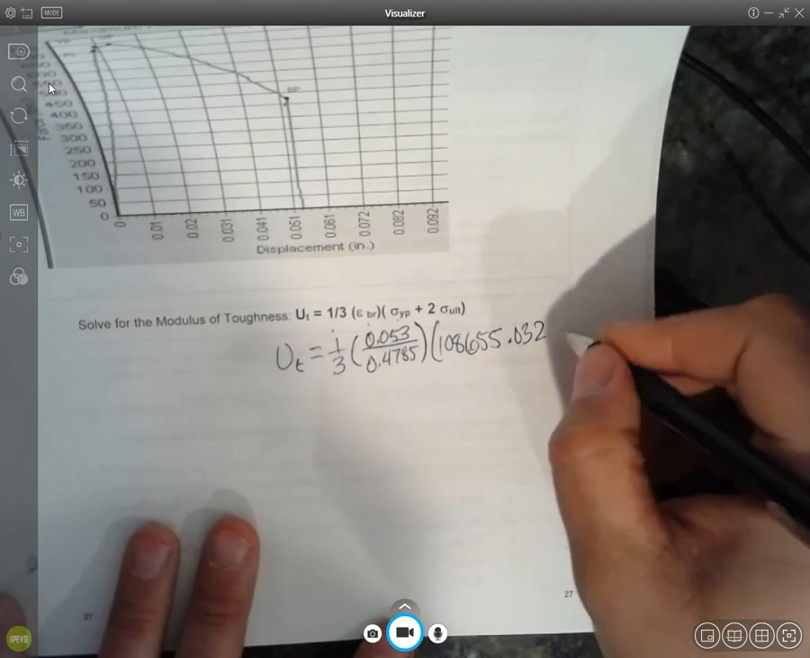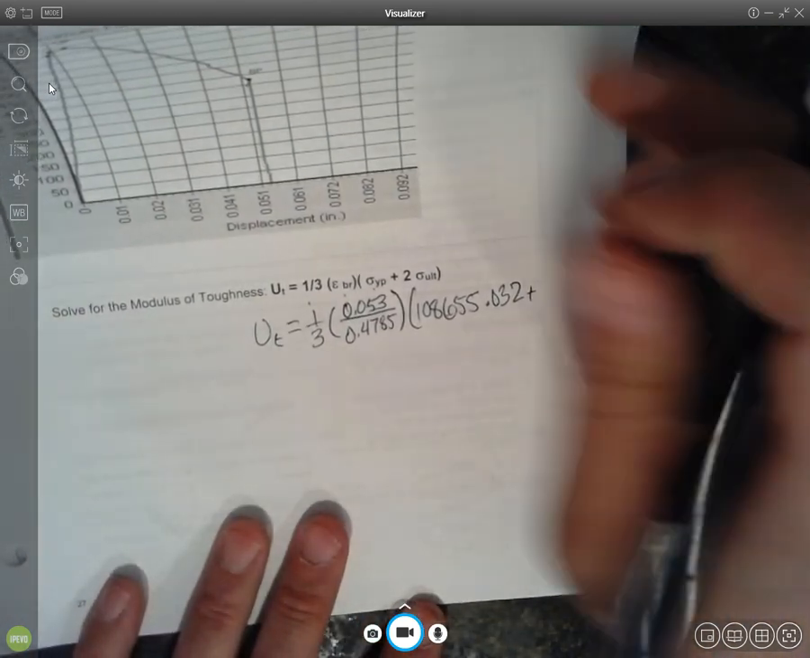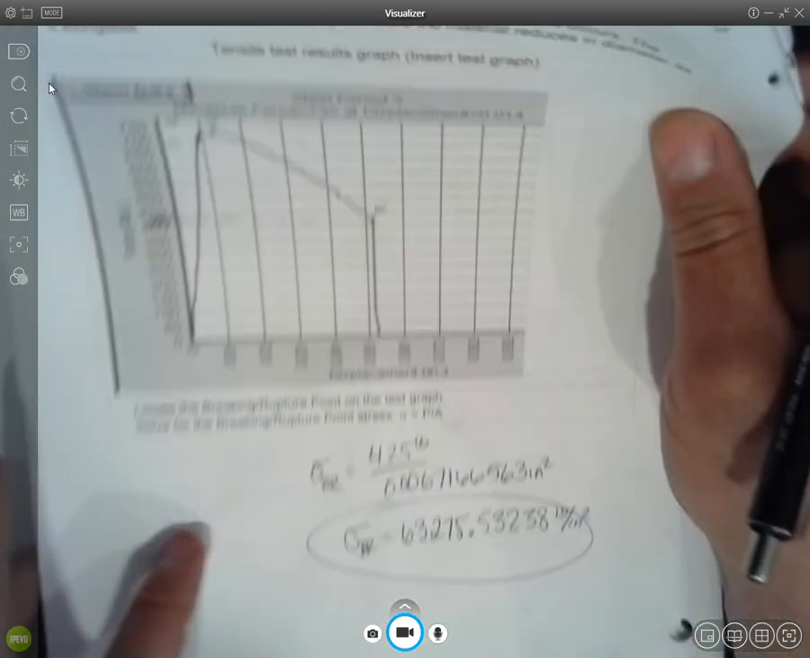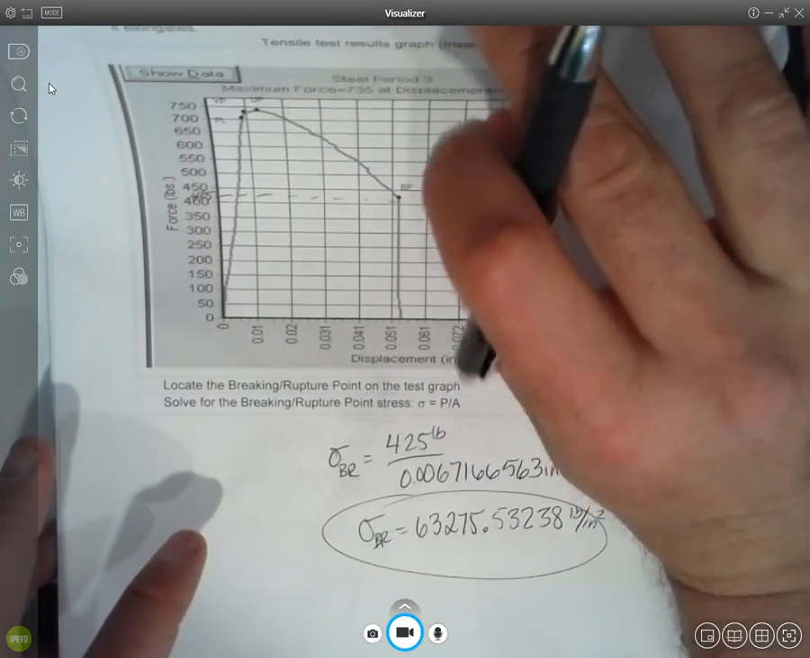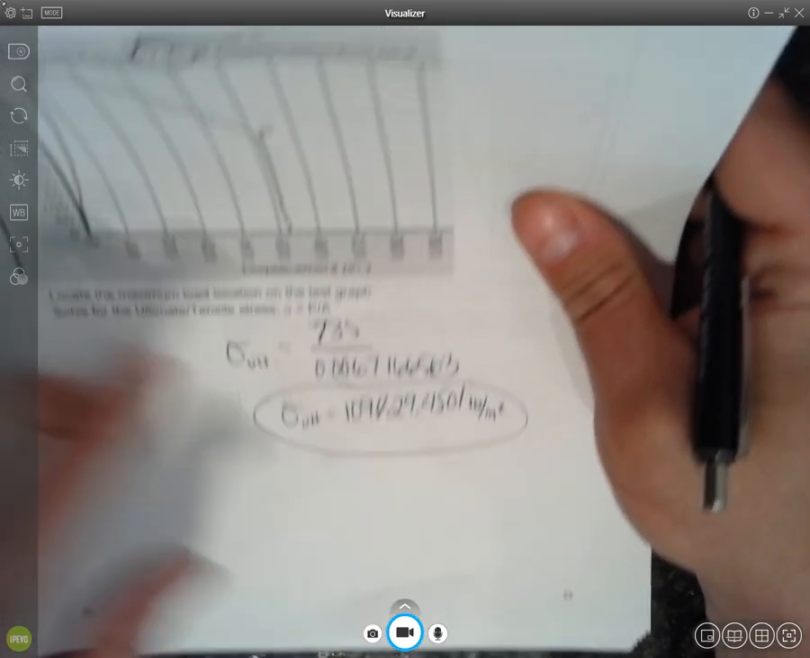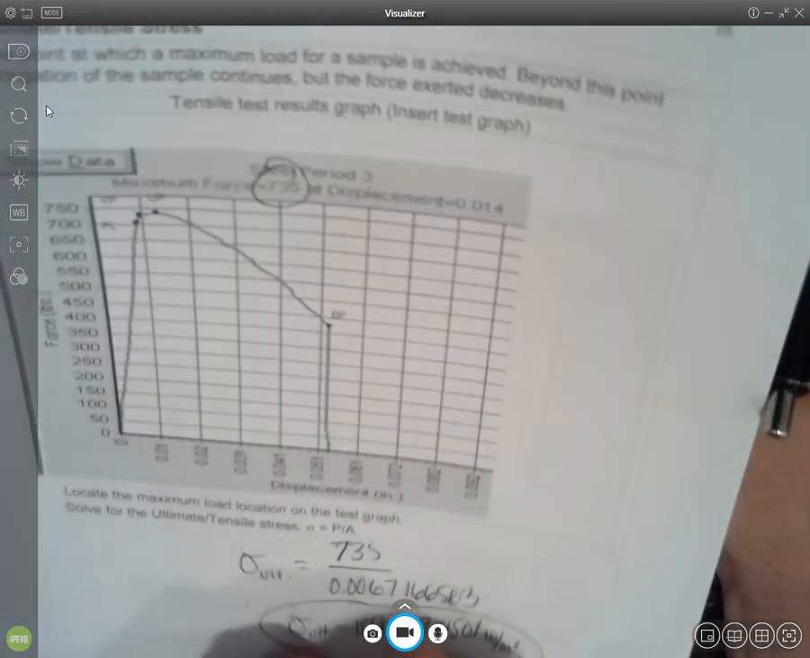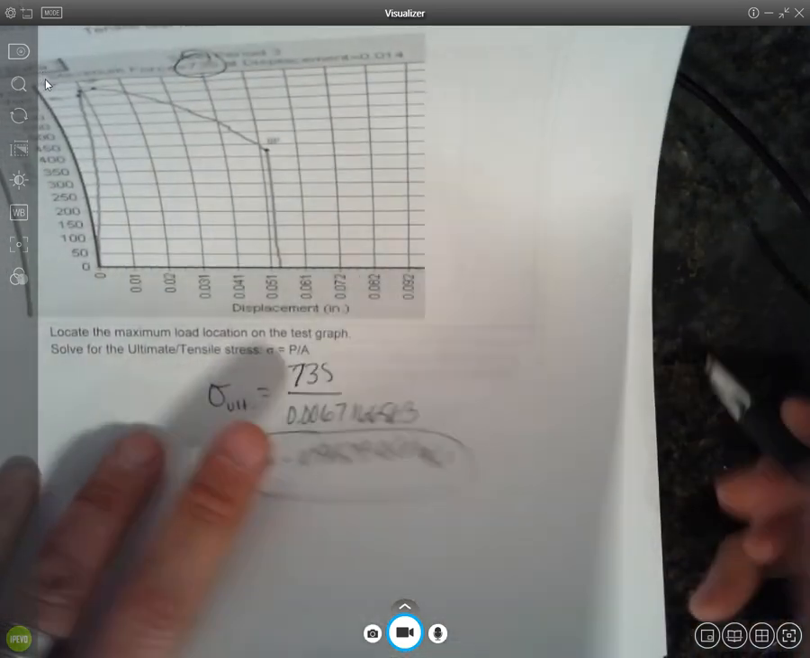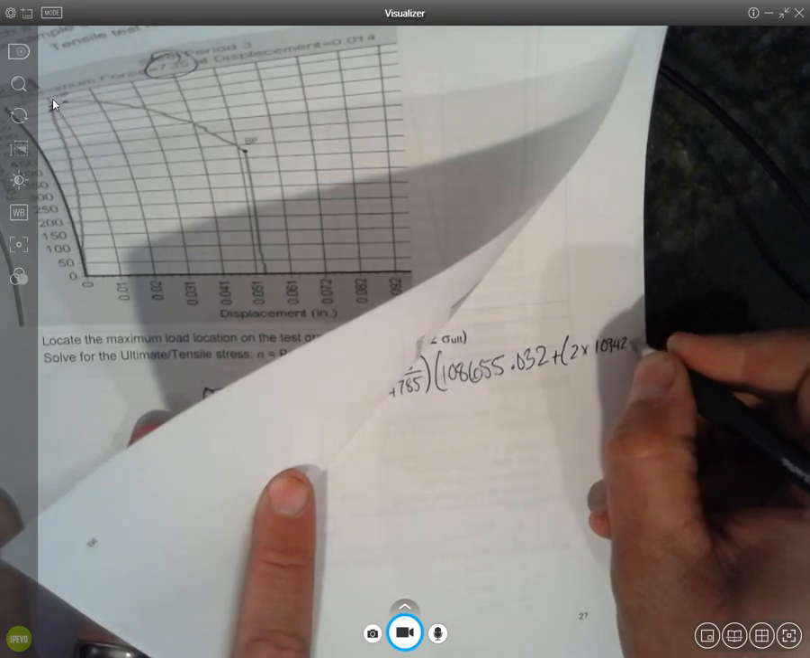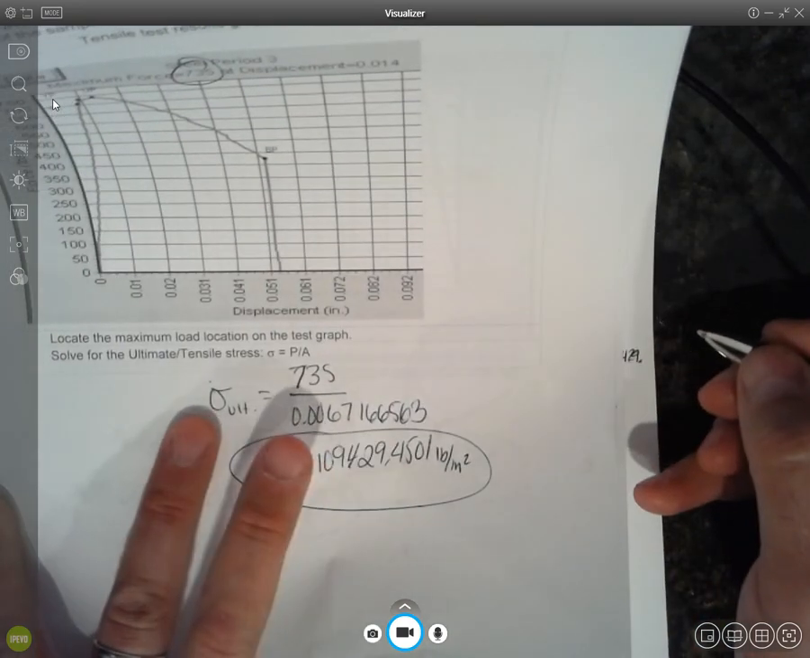108,685.032, plus 2 times the stress at the ultimate point, plus parentheses 2 times, and the stress at the ultimate point I found right here, right? That's the breaking point. At the ultimate point, it was 109,429.4501. So let's write that down. 109,429.4501.